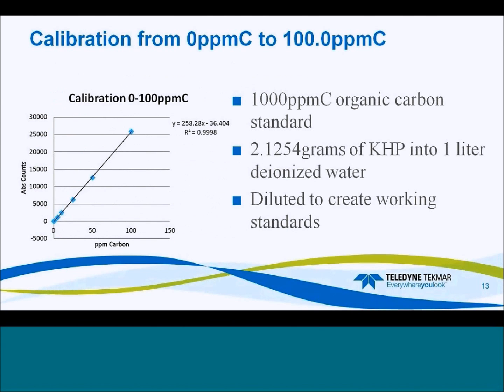So now that we've talked about the unit and 5310B and 415.1, we can talk more about how to analyze the salt samples. So first I started with the calibration that was from 0 to 100 ppm. To make that, I first made a 1000 ppm organic carbon standard, and I did this with 2.1254 grams of KHP, and I put that into 1 liter of deionized water. And I let that stir for a good couple hours so that everything is degassed, there's no bubbles, and everything is completely dissolved.